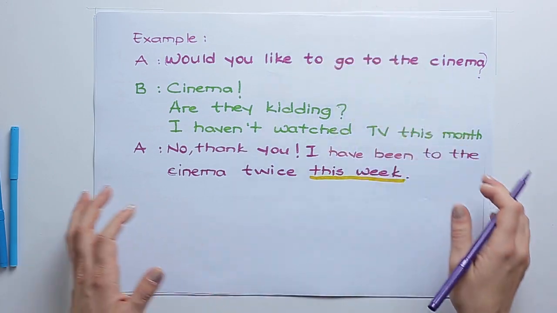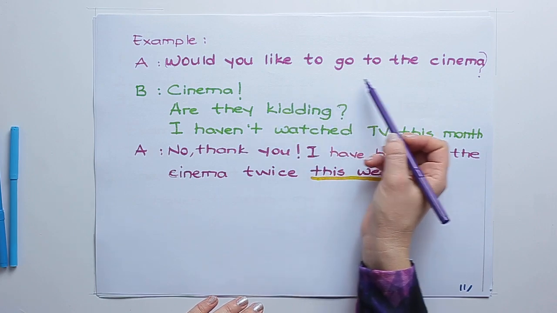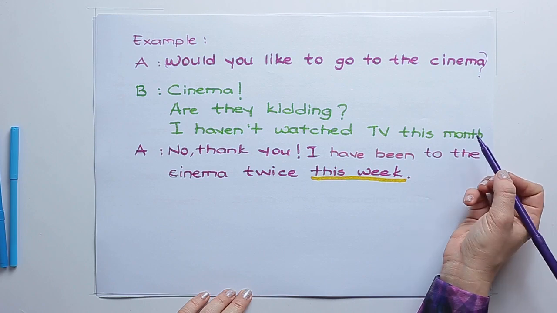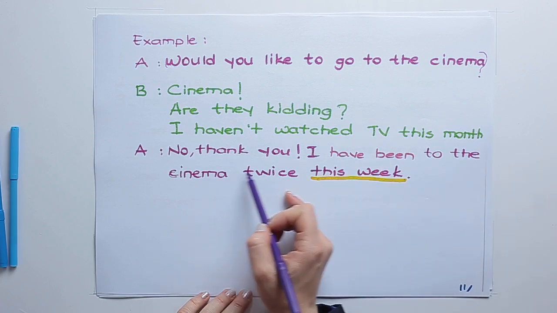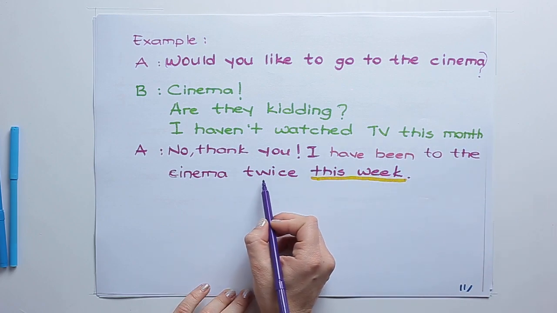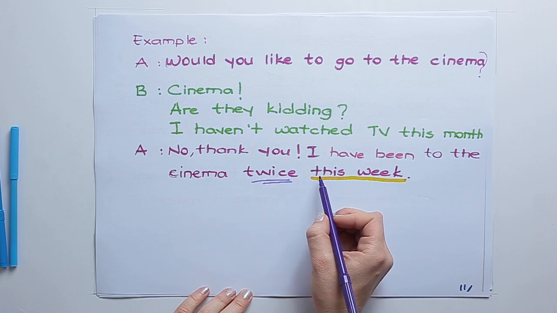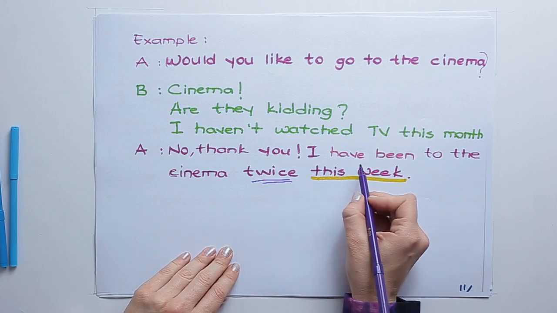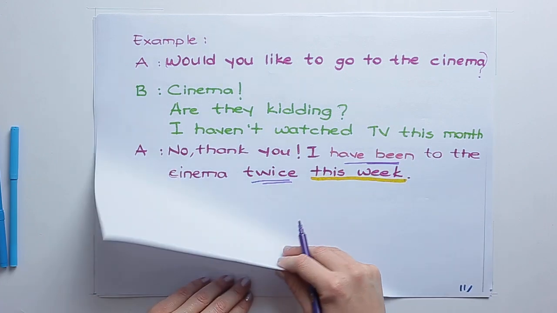Okay, another example. Would you like to go to the cinema? Cinema? Are they kidding? I haven't watched TV this month. No, thank you. I have been to the cinema twice this week. Since its effect is still ongoing, I'm using perfect tense as in the example.